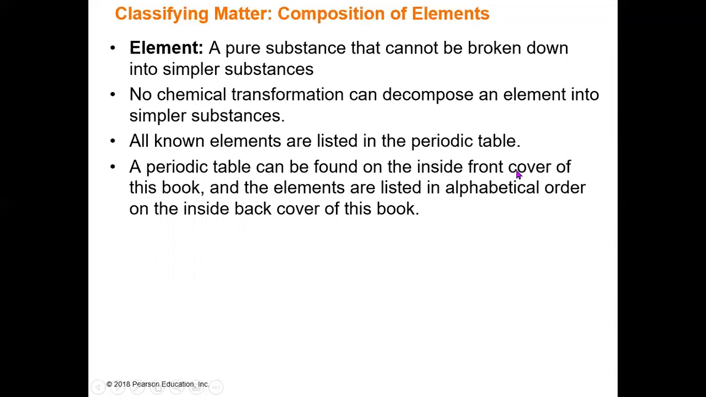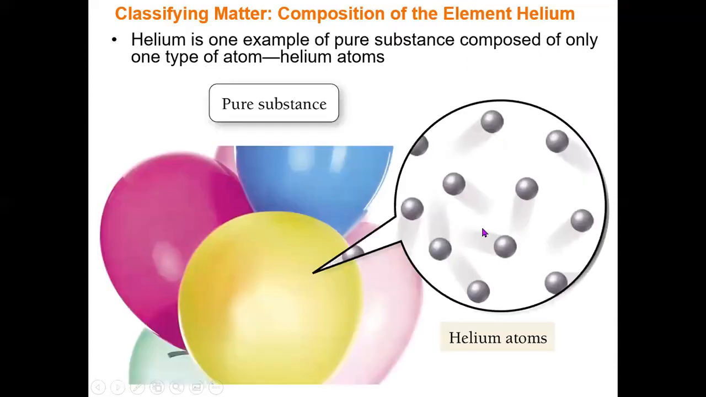So the periodic table in the front cover of the book is listed by the atomic number. The one in the back is listed alphabetically by the name of the element. Classifying matter, composition of the element helium, for example. Helium is one example of a pure substance composed of only one type of atom, the helium atom. And so we see this helium gas inside the balloon. We will see those helium atoms.